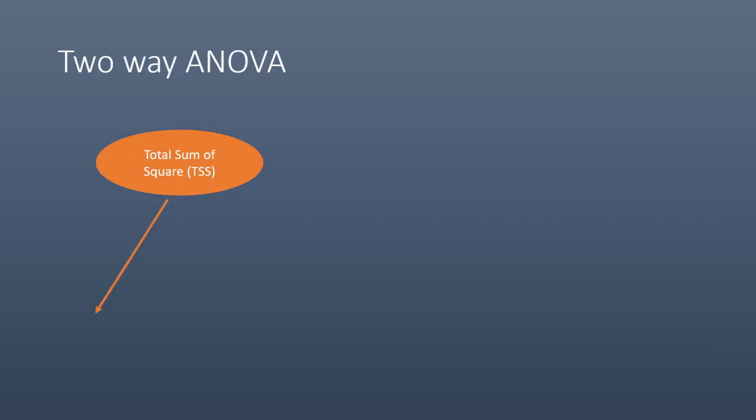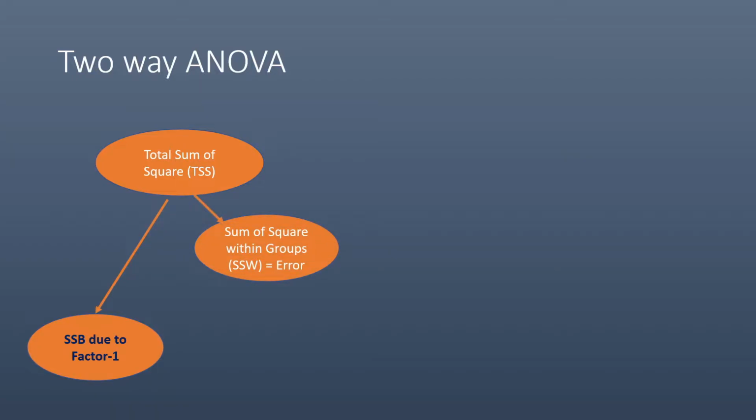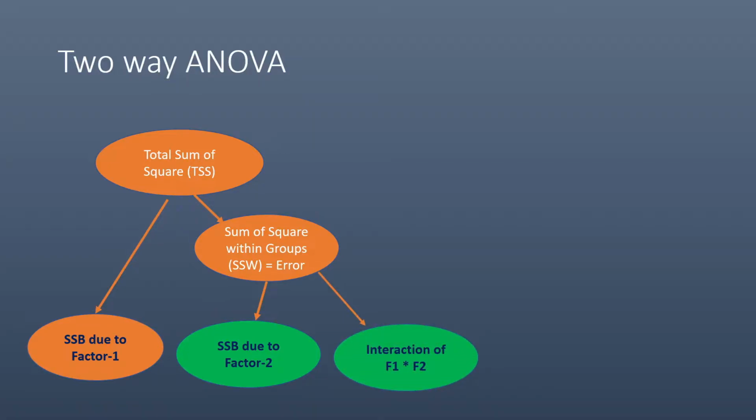In Two-Way ANOVA, the first part is the same, sum of square due to factor 1, and previously we had sum of square within the group, which we called error. Now some of this error can be explained using factor 2. Some of the error again can be explained using the interaction between the 2 factors F1 and F2, and then the last one is error.